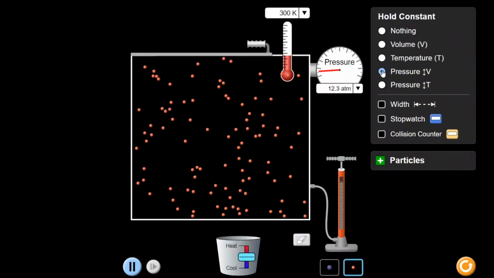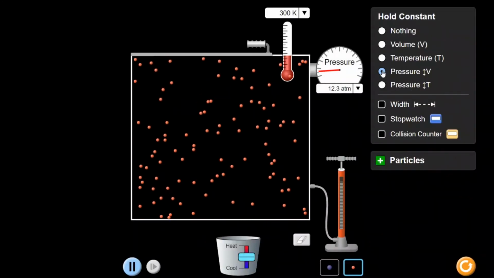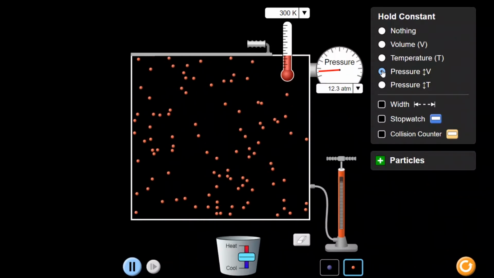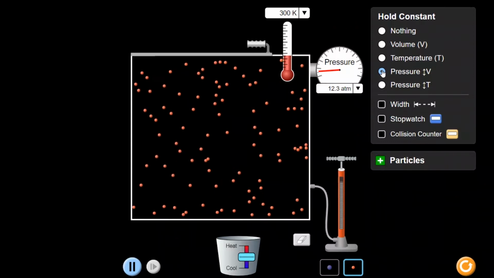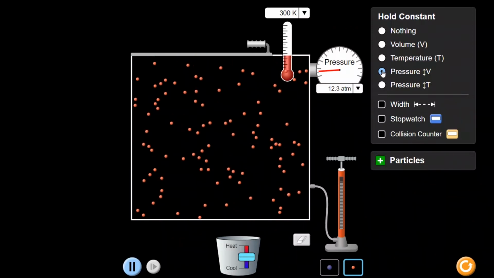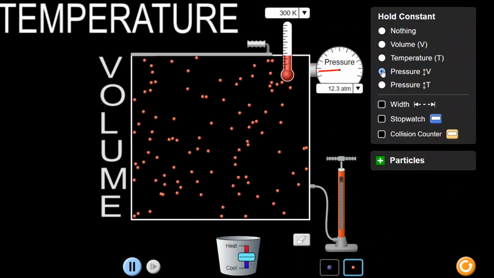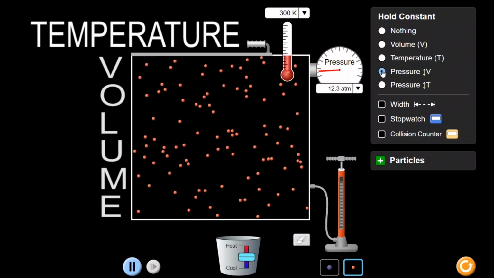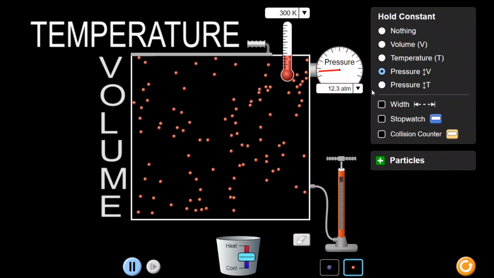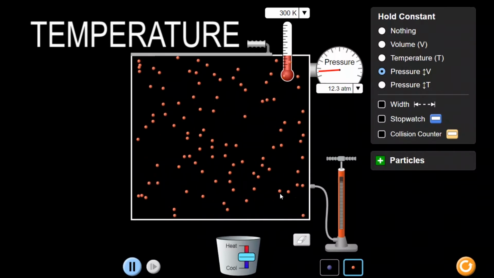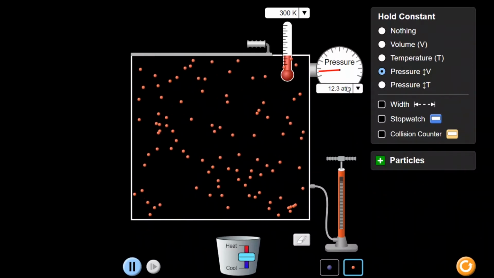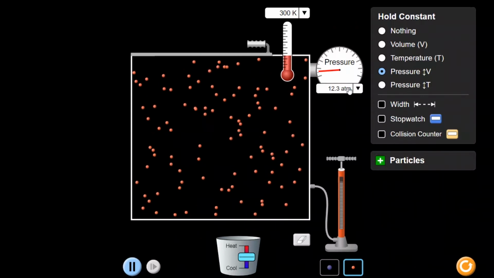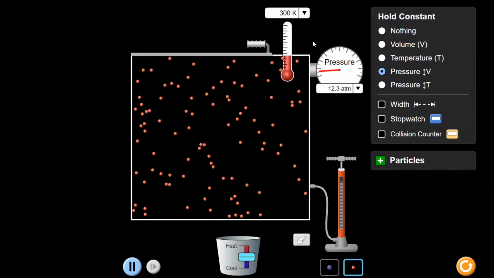Here at this PhET simulation, we're going to look at gases. According to Charles's law, we know that pressure is going to be held constant, and we're going to look at how volume and temperature change and impact one another when pressure is held constant. Okay, so the first thing on this one we're going to change is our temperature. The pressure you see is held constant at 12.3 according to our barometer reading.